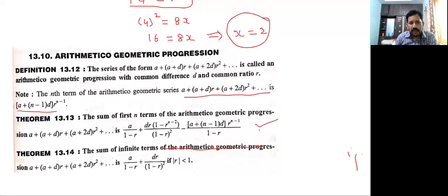The sum of infinite terms of the AGP series is given by this formula: a by 1 minus r plus dr by 1 minus r whole square. Okay. So in this concept, we will discuss problems tomorrow.